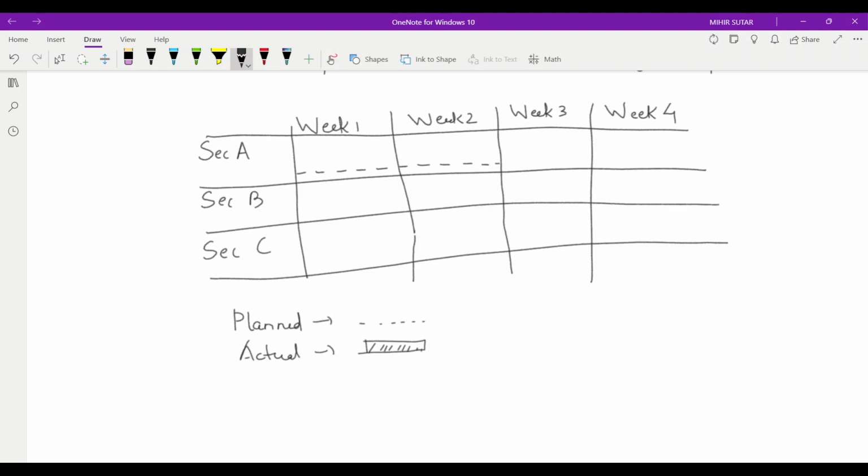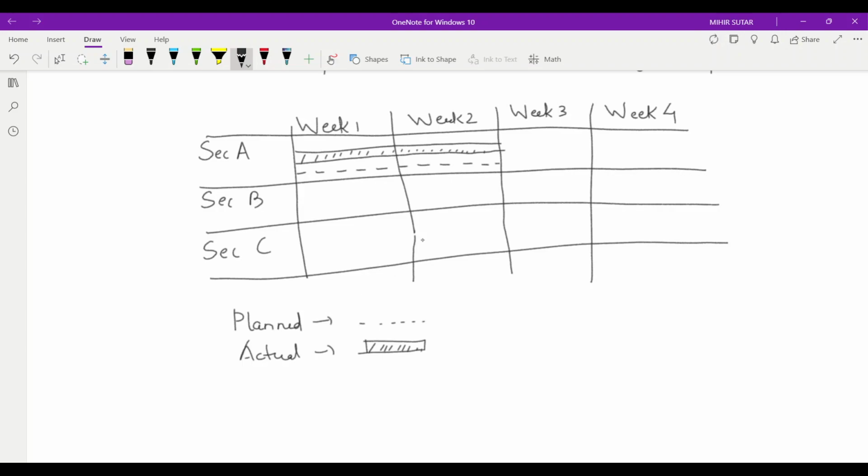Now you have to see whether actually in section A your work has been completed or not. Now I am drawing actual work. In this case, you can see that my planned work as well as the actual work are both the same. So there is no deviation from the plan. So this is the Gantt chart I have drawn.